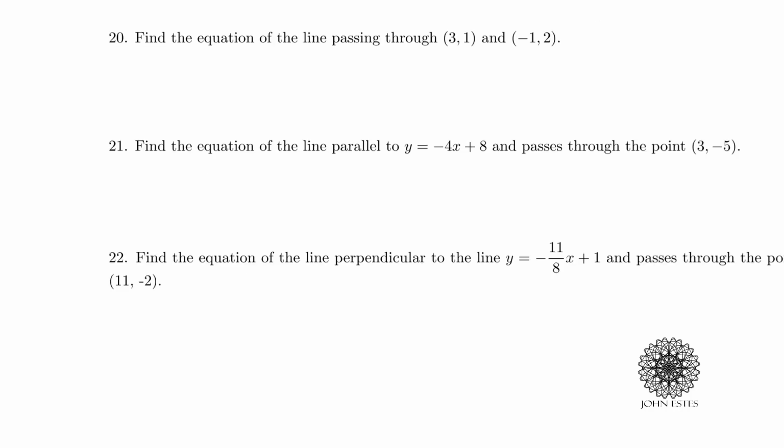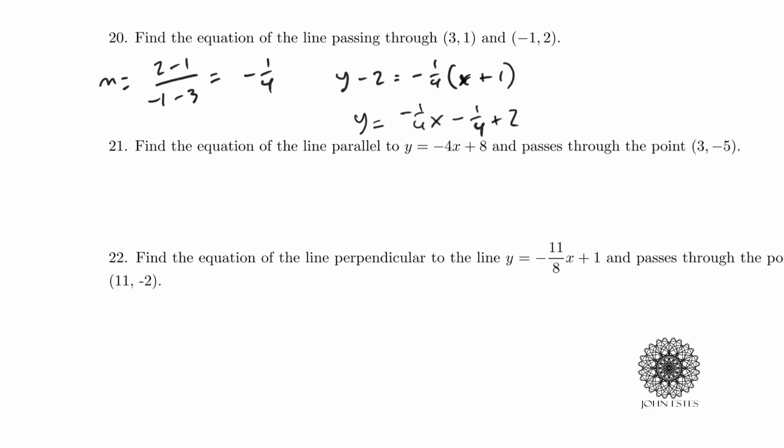Okay, for number 20, we have to do that again, except this time we have to find the slope as well. So the slope is pretty easy, right? It's the difference of the y's. So I'm going to say 2 minus 1, which forces me to say negative 1 minus 3. So that gives me negative 1/4. There's my slope. Now I can pick any point I want. It doesn't really matter. I'm going to say y minus 2 equals negative 1/4 times x minus a negative 1. So that becomes x plus 1. And so cleaning this up, I get negative 1/4 x minus 1/4 plus 2. The 2 is the same thing as 8/4, right? So that's going to be plus 7/4, and there it is.